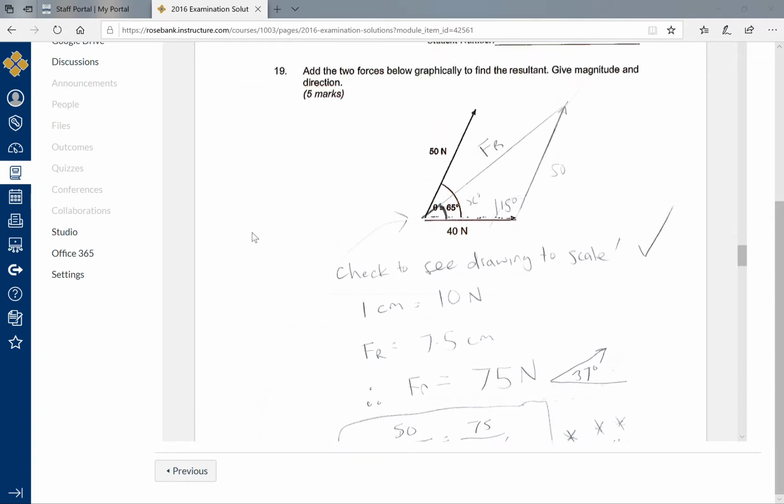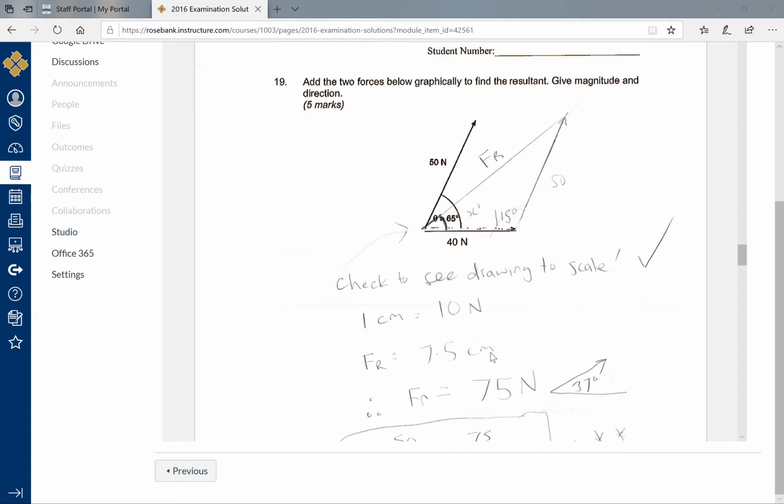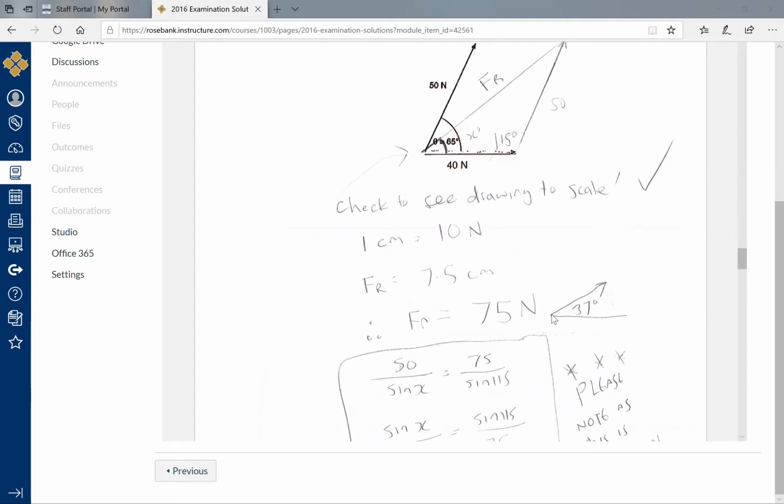This is adding two forces graphically. So all you need to do is take this 50 newtons and move its tail up to the head of this 40 newtons, and then you just draw a resultant. Now if you measure that resultant, I've said that for this drawing 1 centimeter equals 10 newtons, because you've got a 4 centimeter and a 5 centimeter line. So once you measure your resultant, you get 7.5 centimeters, and when you multiply by the scale of 10, you end up with 75 newtons.